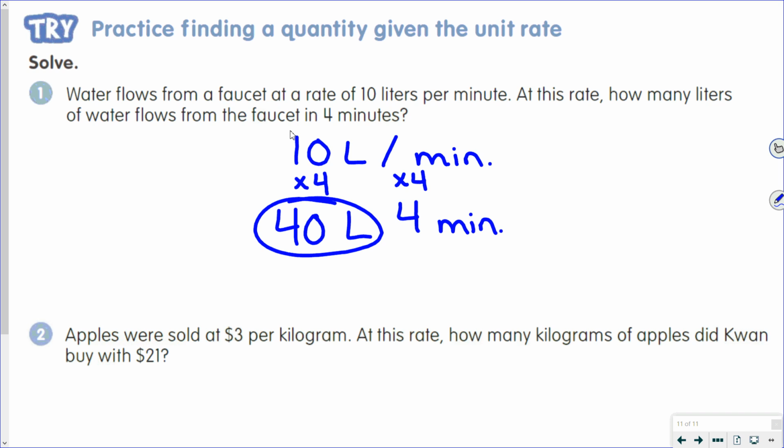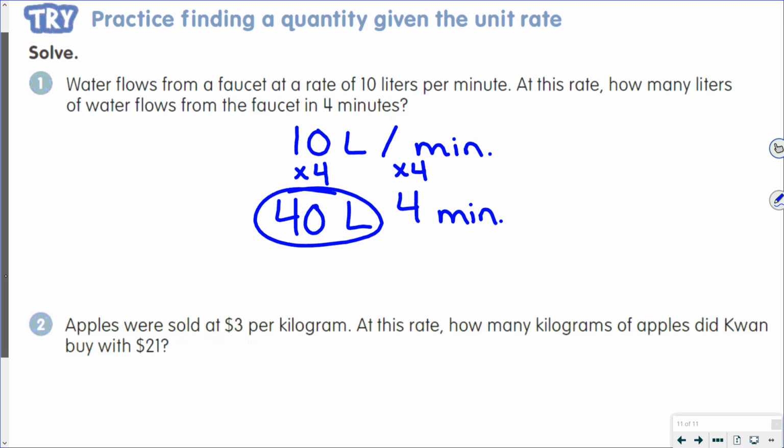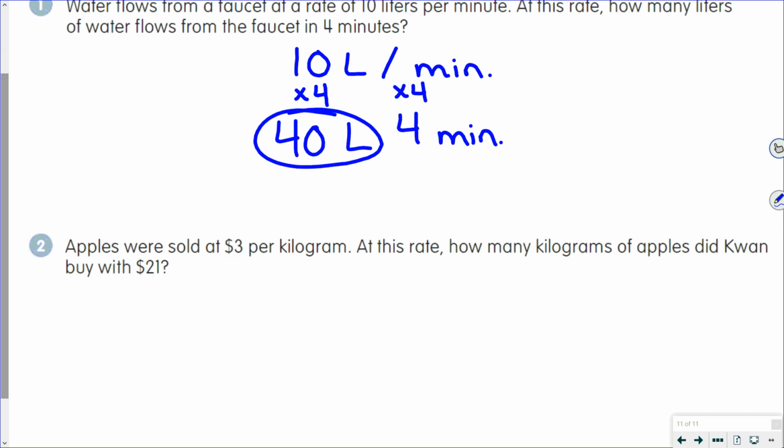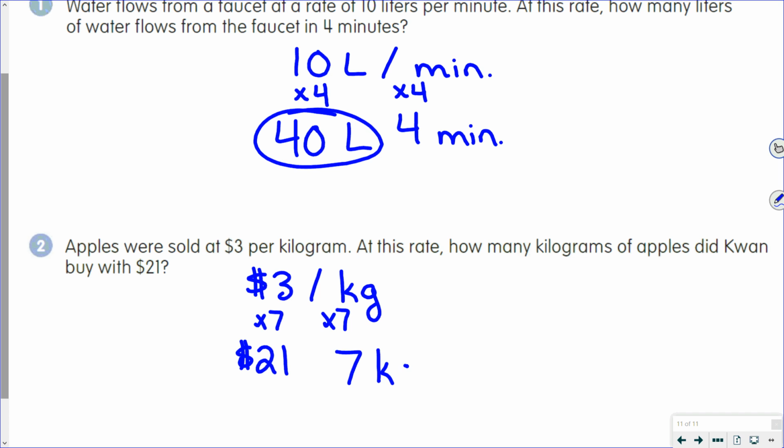Apples were sold at $3 per kilogram. At this rate, how many kilograms of apples did Quan buy with $21? So it's $3 per kilogram. To get to $21, you've got to multiply 3 by 7. So you multiply your kilograms by 7. So you get an answer of 7 kilograms.